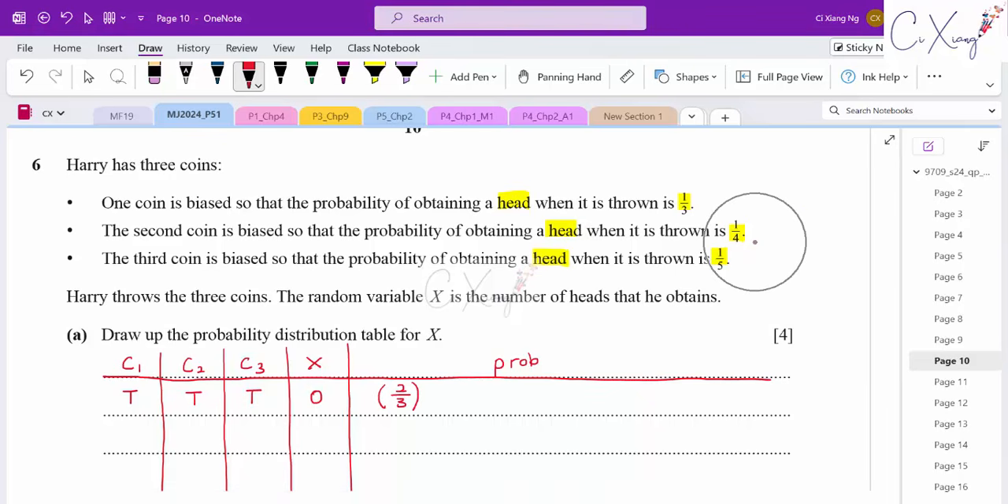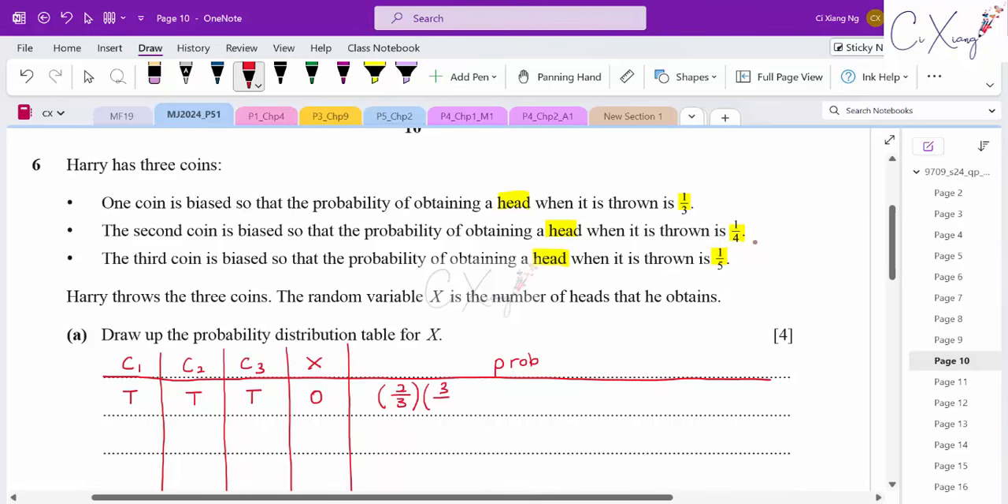For the second coin, if you didn't get a head but you get a tail, the probability should be 1 minus this, so it should be 3/4. Same thing happened for the third case, so you have 1 minus 1/5, which is 4/5. Okay, so if you try to get the probability, it should be 2/5. So we have done the first case here.